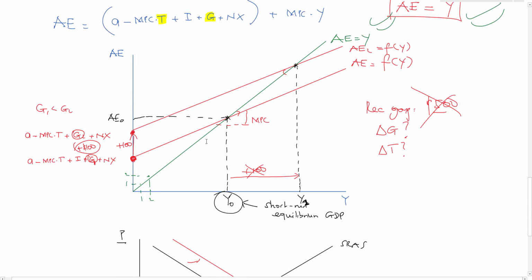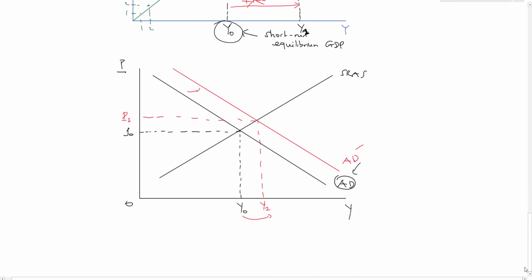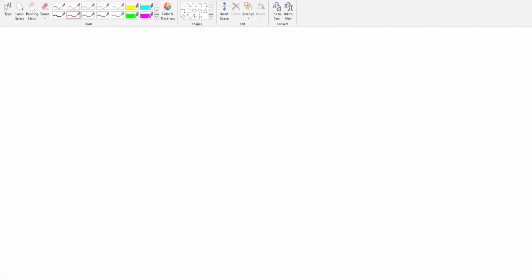But guys, you know what? Let's take a quick look at a different example. So here we decided to increase government spending, but what would happen if the government decided to increase taxes instead? Let me just draw this diagram very quickly.